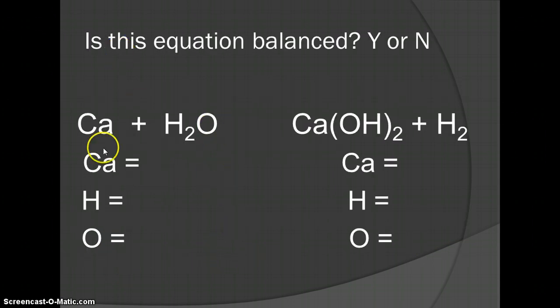Okay, so now what I want you to do is write this down. The Ca plus H2O, Ca parentheses OH2 plus H2, and I want you to find how many atoms of each there are. So how many Ca's do I have here? How many H's do I have here? How many O's are here? And here on this side, how many Ca's, O's, and H's? And you're going to tell me, is it balanced or not? Do these sides match? And we'll go over more of that in detail in class. I'll see you guys then.